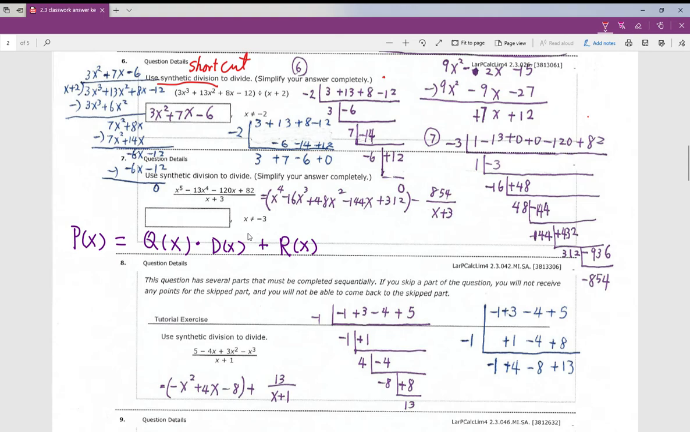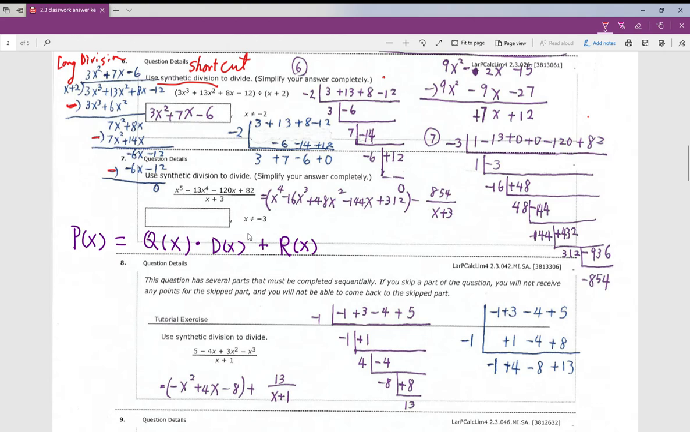Now, you may try the long division, right? And then you use subtraction for the long division. So I show you the long division here. And then how can we make a shortcut for this long division?